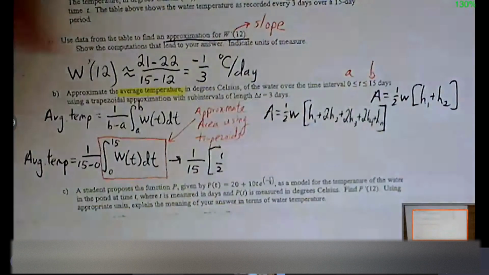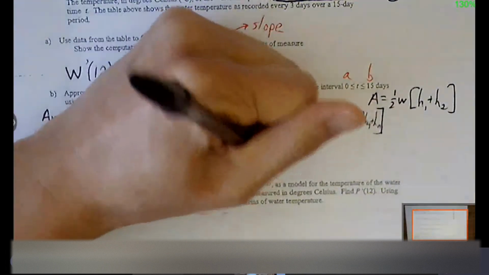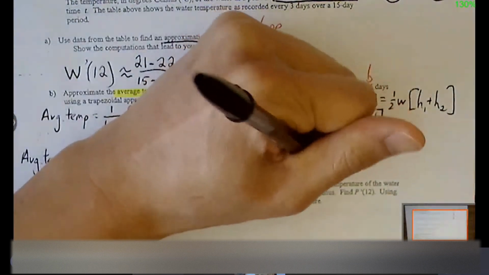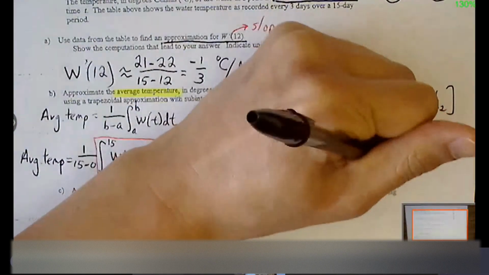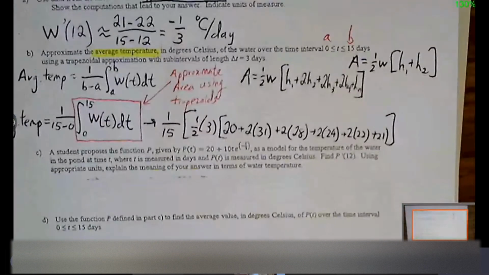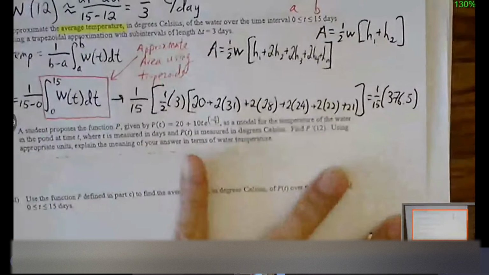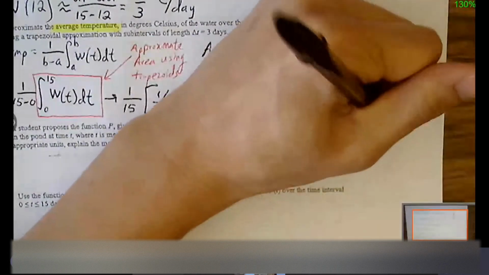Okay, so 1/2, my width is 3, and add up all the heights. But all the middle ones, I'm going to multiply by 2. That's just a matter of entering all that in the calculator, so I'll jump to the calculation here. It ends up giving us 1/15 of 376.5. And that's going to get us 25.1 degrees Celsius.